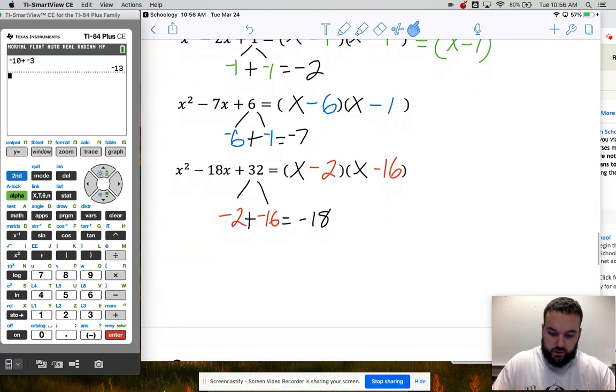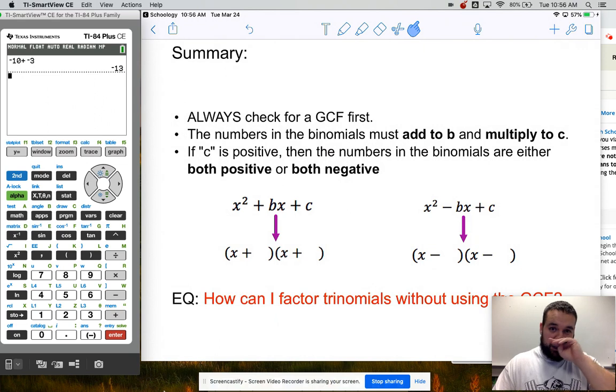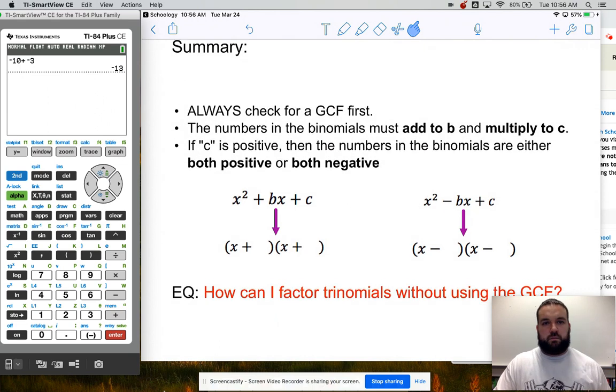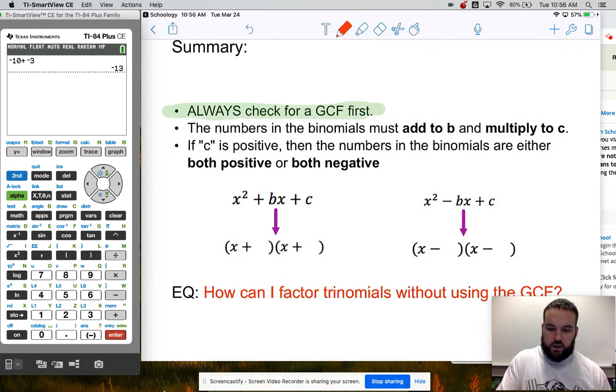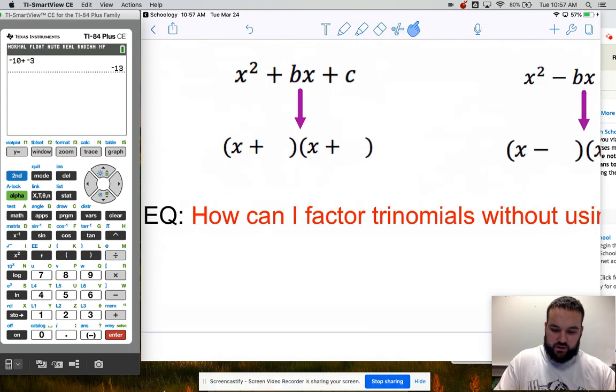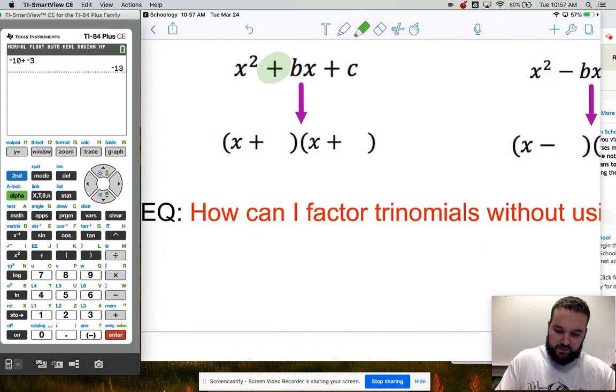Okay, so our summary, I kind of filled it in just because I want to be very specific. Don't worry about this first statement yet. We're going to talk about that in later videos. But this is the key, is that the numbers in the binomials, in the parentheses, must add to b and multiply to c. Okay. And then down here, if these are both positives, then these will both be plus.